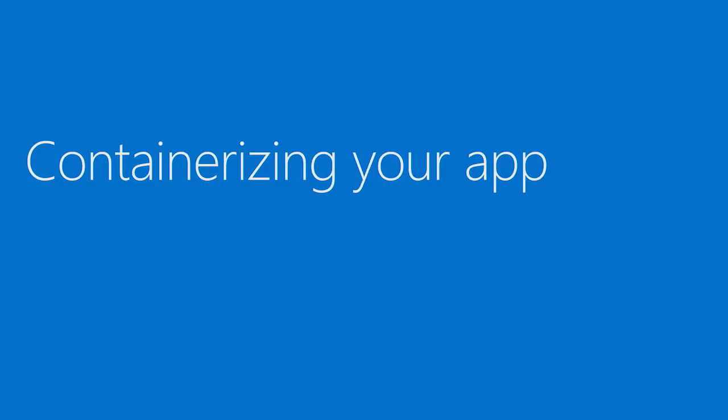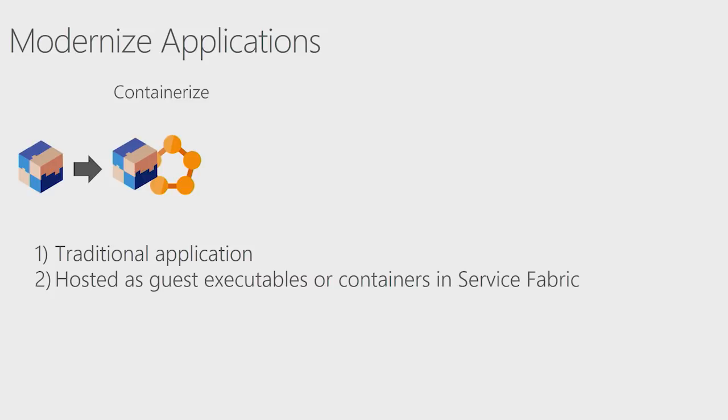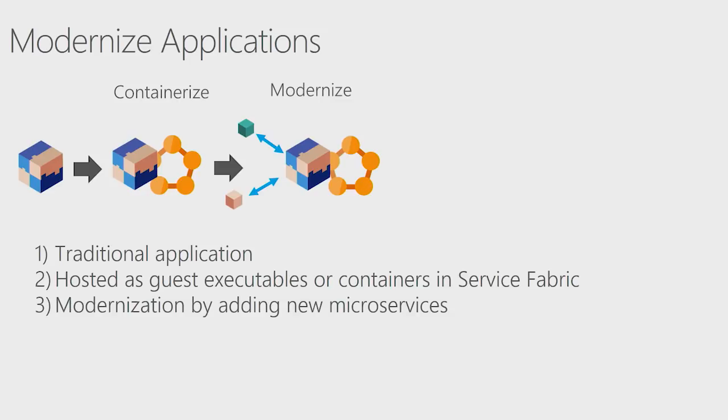Well, the first step is we're going to containerize our application. So we're going to take our traditional application and put it into a reusable format. We can package it up in a container. In this case, we're going to use Windows containers. Or we can use a guest executable, which is essentially a folder that has all your dependencies, and you give it to Service Fabric and it runs it across the platform. The next step is to modernize it by adding new services around it, supporting services that are going to enable you to become more agile.